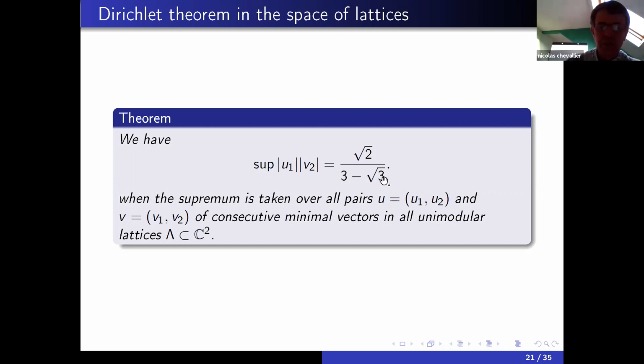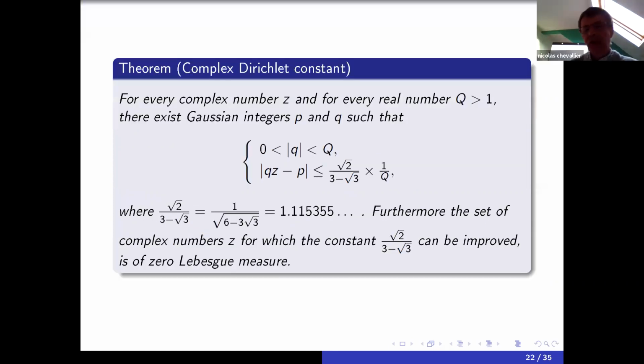When we try to compute this sup over all pairs of consecutive minimal vectors in a unimodular lattice, a consequence of this theorem is that the best Dirichlet constant for the approximation of a complex number is also square root of 2 over 3 minus square root of 3. This is the same constant, in fact.